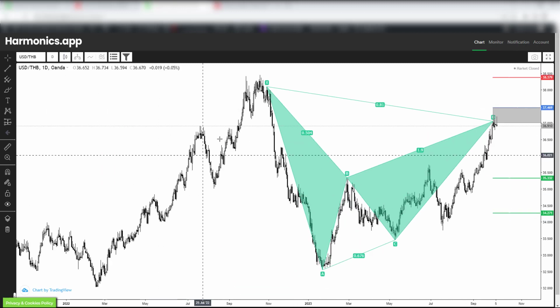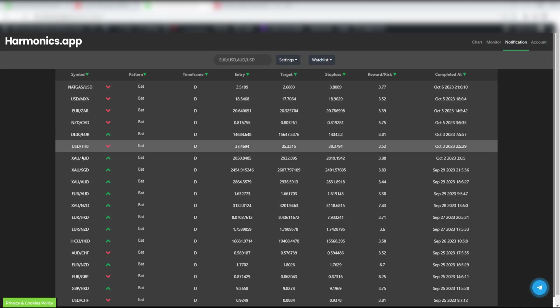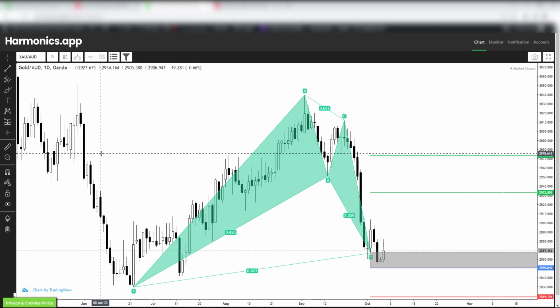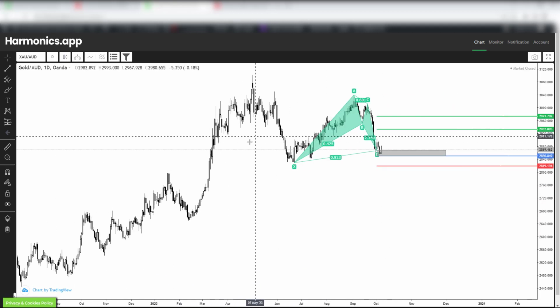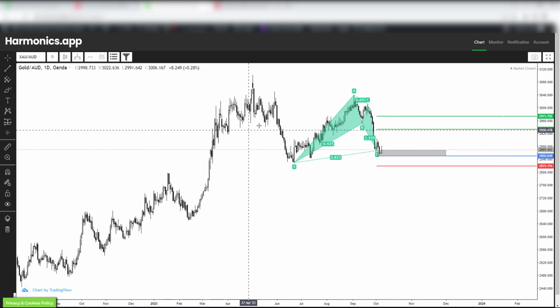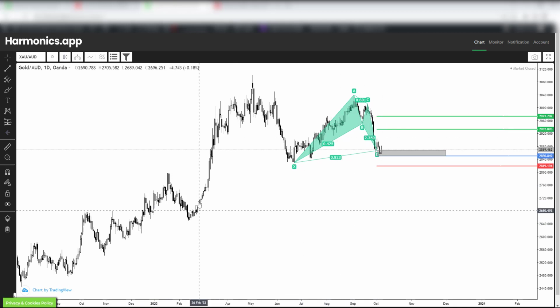This one, there is no clear trend, so I will skip this one. And let's see gold, how this looks. This is also not good. There is no clear pattern and no clear trend, and a bad pattern formed. I will skip this one.